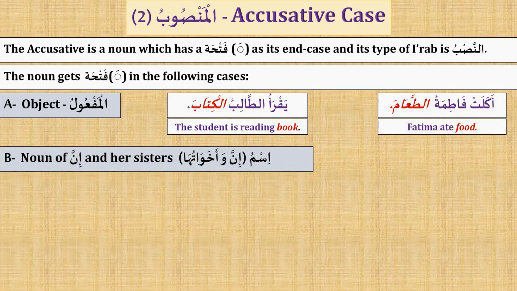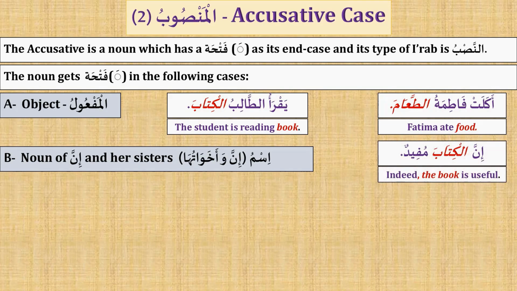The next case is ismu inna wa akhawatuha. Inna, noun of inna and her sisters. Example, inna al-kitaba mufidun. Indeed, the book is useful. The noun that comes after inna must have fatha.